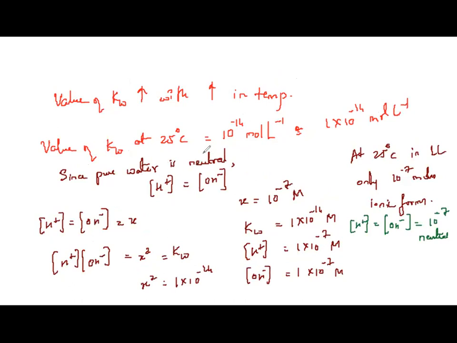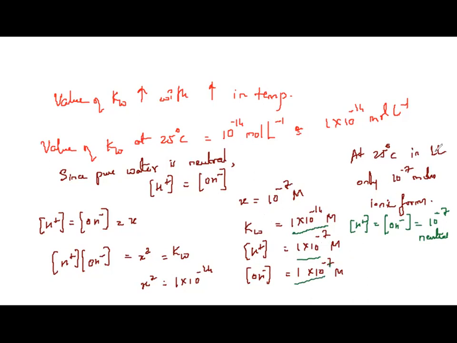So since pure water is neutral, the concentration of H plus ion should be equal to the concentration of OH minus ion. If you consider it as X, the ionic product of water is X square, because both the ions are multiplied. If X square is 1 into 10 raised to minus 14, then X will be 10 raised to minus 7. So the ionic product of water is 1 into 10 raised to minus 14 molarity. The H plus ion concentration is 1 into 10 raised to minus 7 molarity. The OH minus ion concentration is 1 into 10 raised to minus 7 molarity.